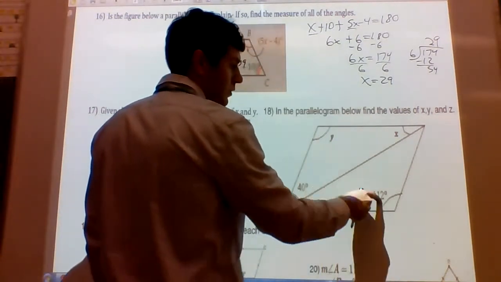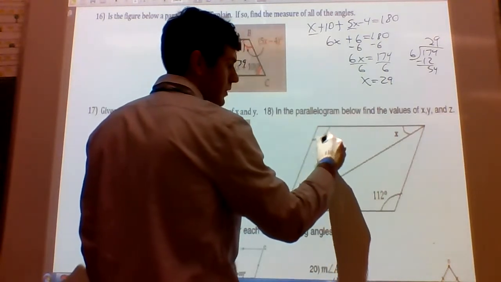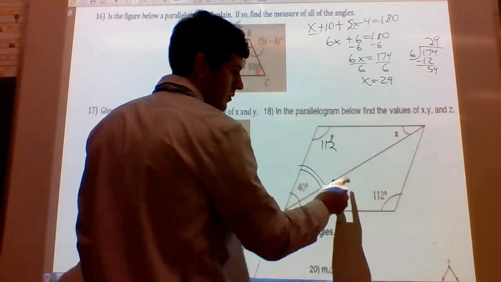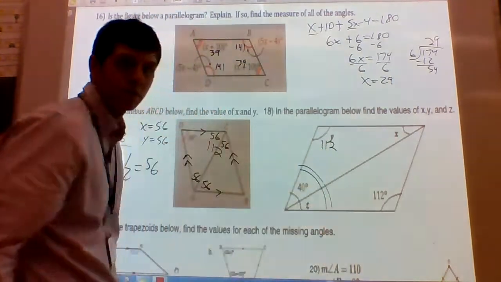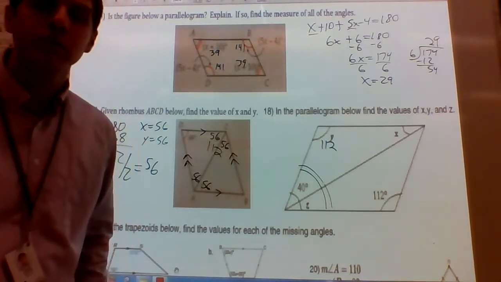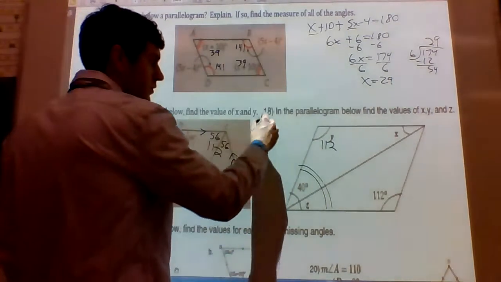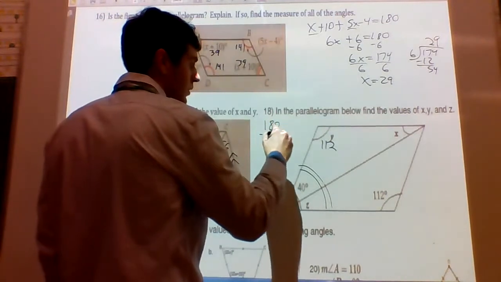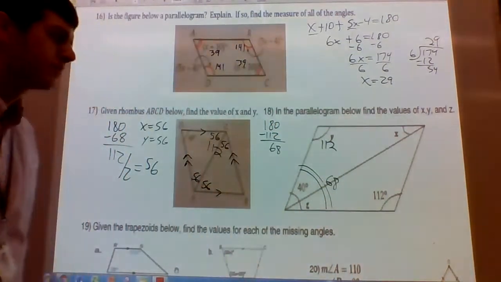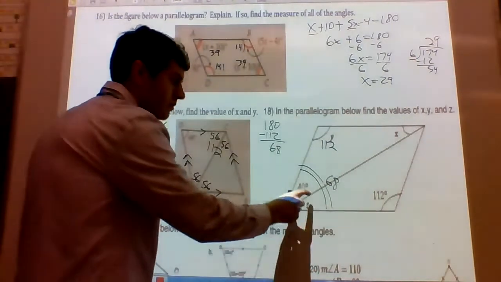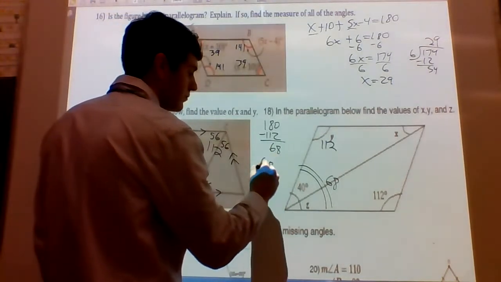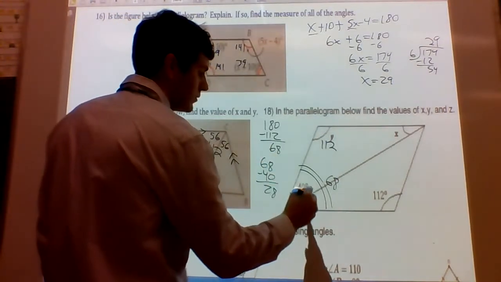We know opposite angles are congruent in a parallelogram, so y is going to be 112. We know these two angles are going to be consecutive, and in parallelograms, consecutive angles are supplementary. So 180 minus 112 is going to give us 68. Again, it's not 40 and 40. It's got to be 68 minus 40, which is 28.